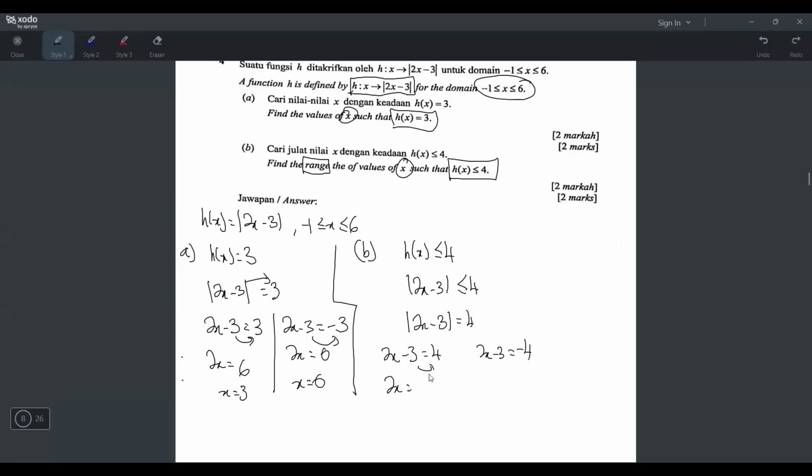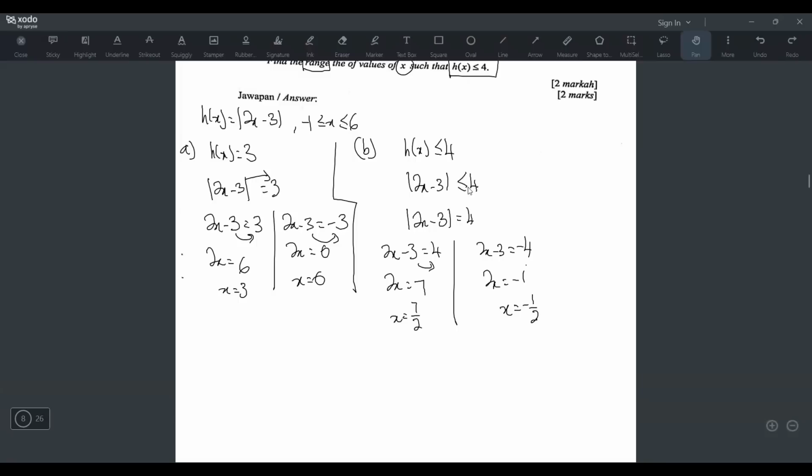Now how to find x? 4 plus 3 is 7. x equals 7 over 2, right? And then the other one is 2x equals negative 4 plus 3, which is negative 1, and then x equals negative 1 over 2, right? Okay, but you have to come back to the smaller sign, right?